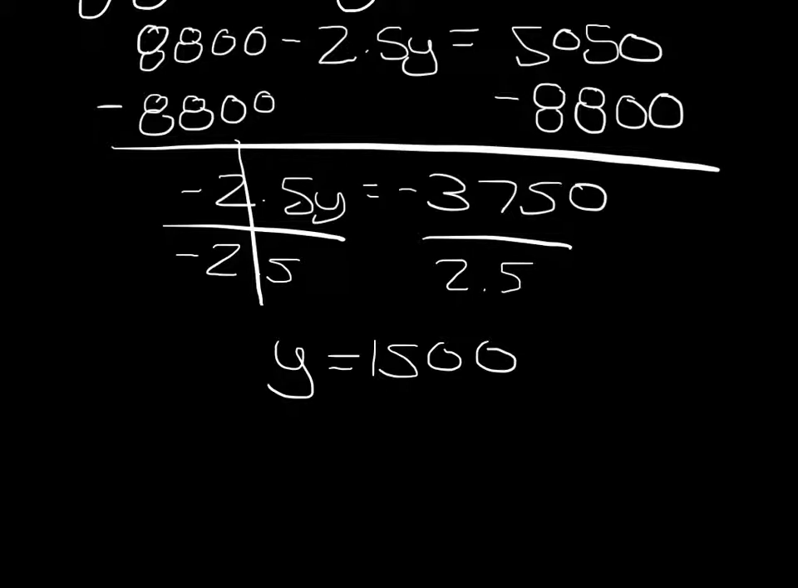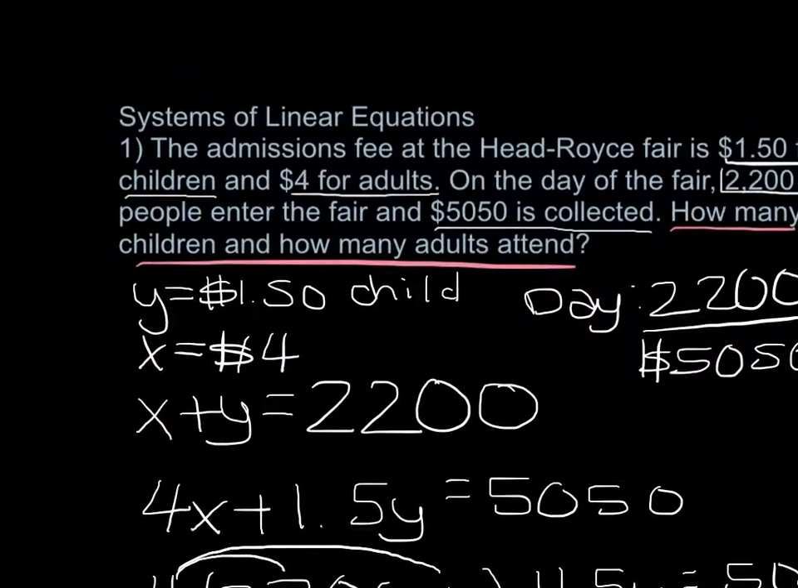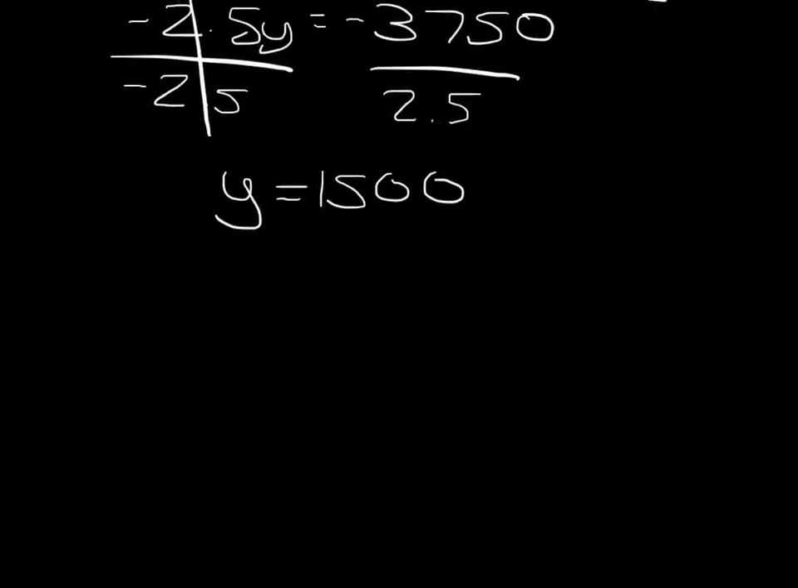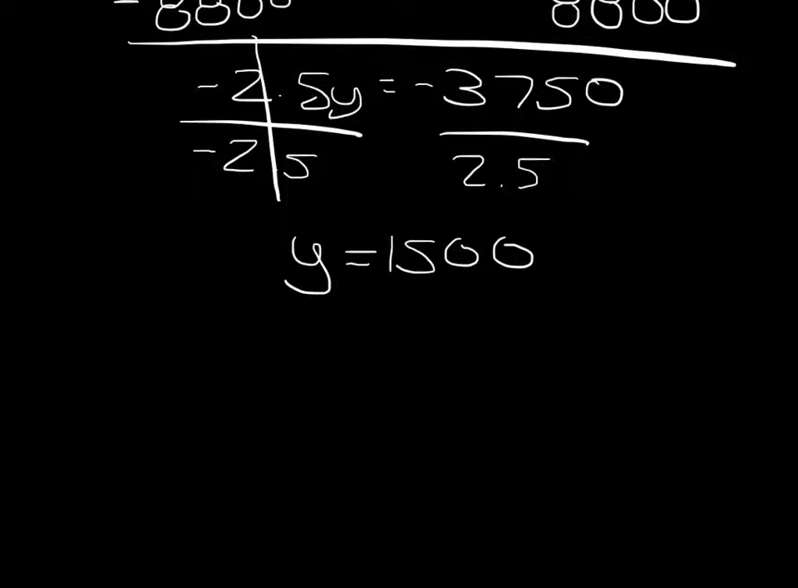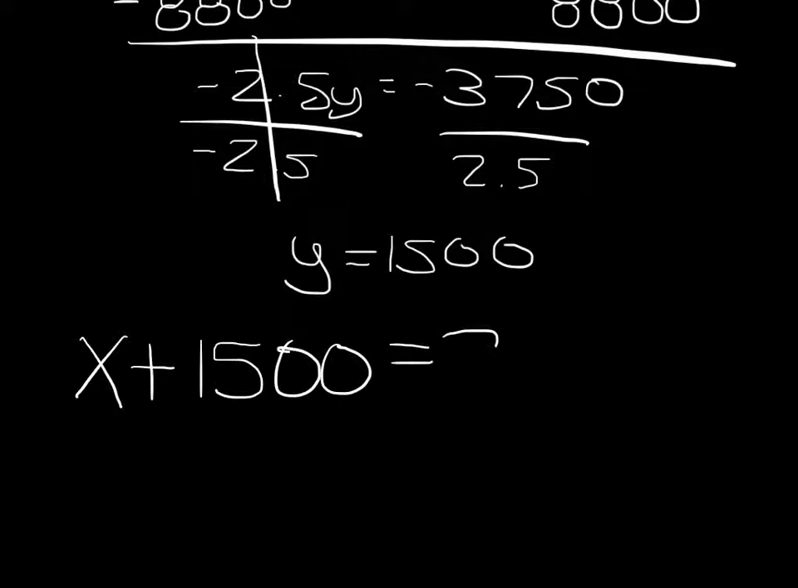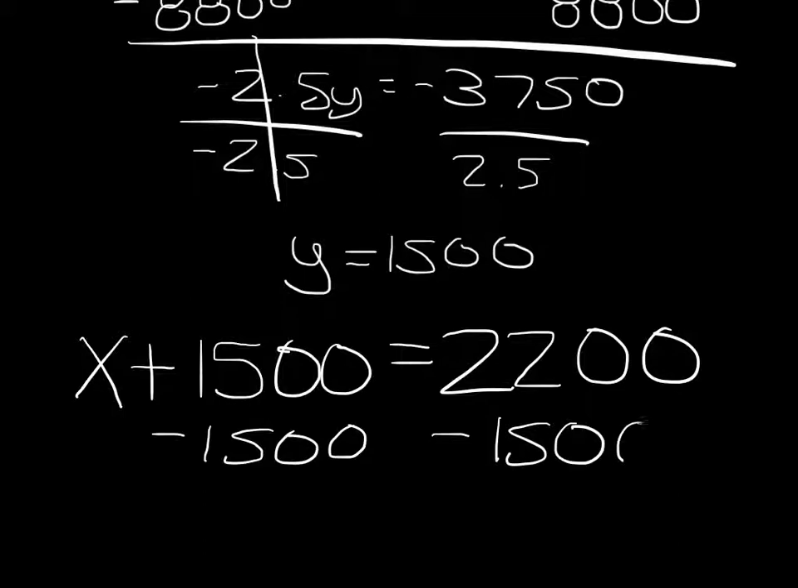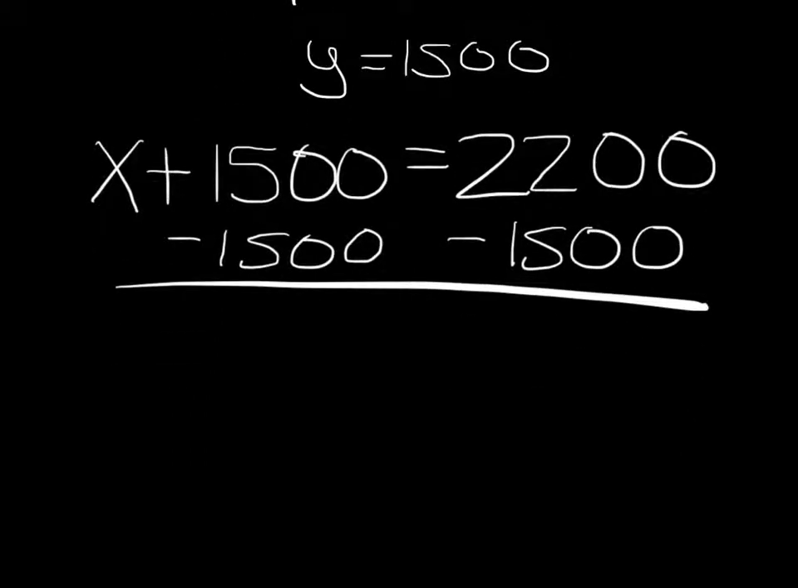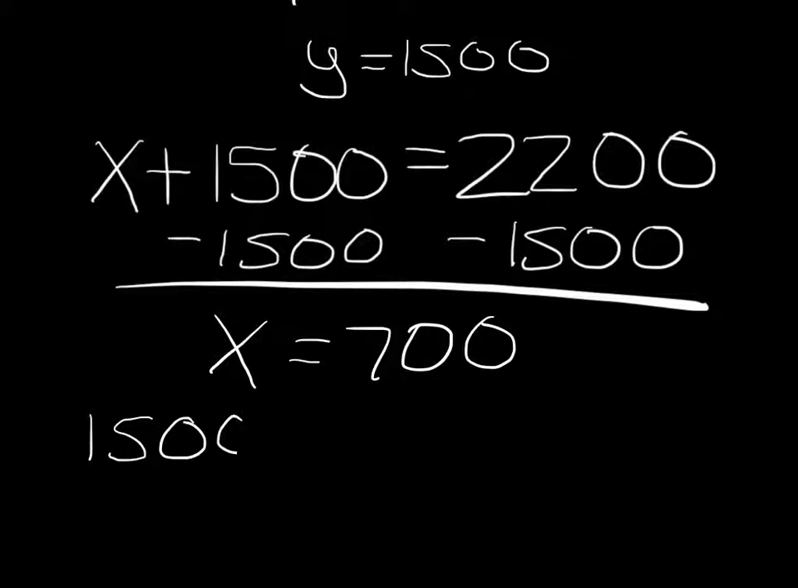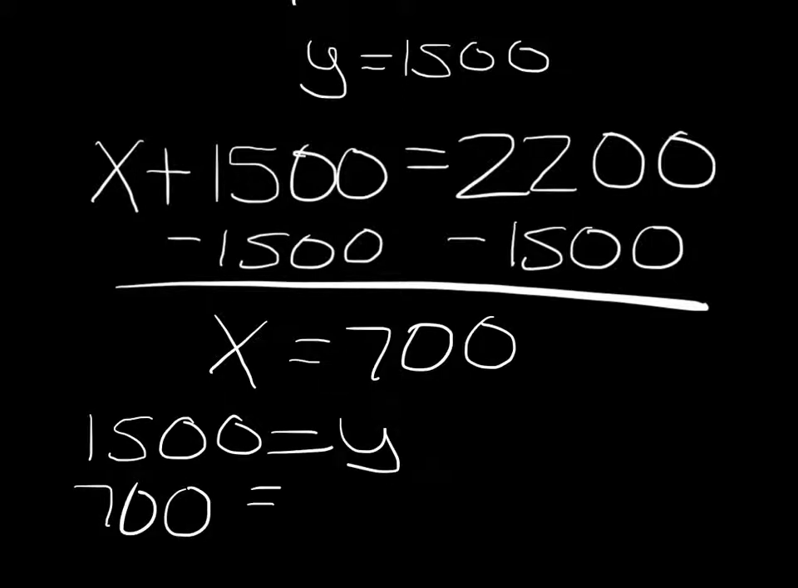So then we have y equals 1,500. Going back to our original equation up here, we can then substitute 1,500 for y, and then subtract 1,500 from each side, and that would give us x equals 700. So now we have the child value, which means that 1,500 children came, and then 700 adults came.